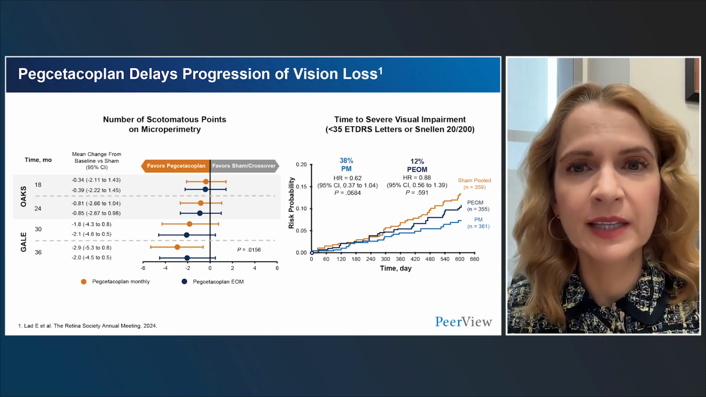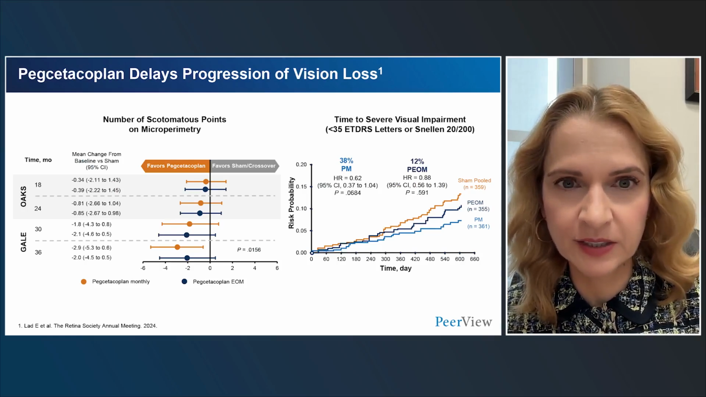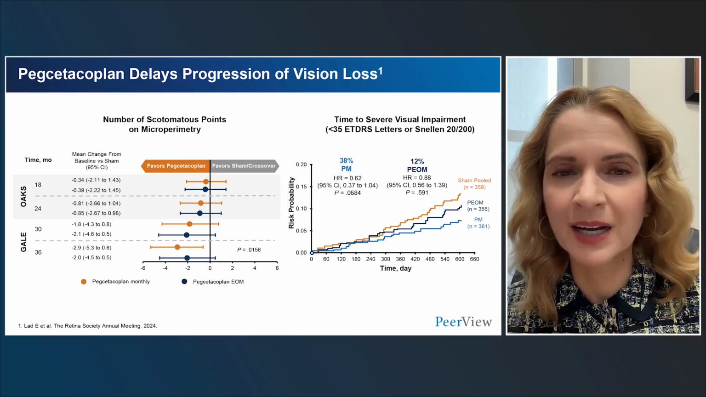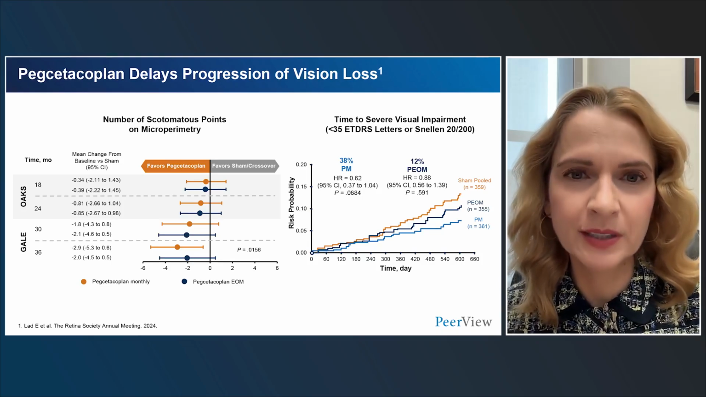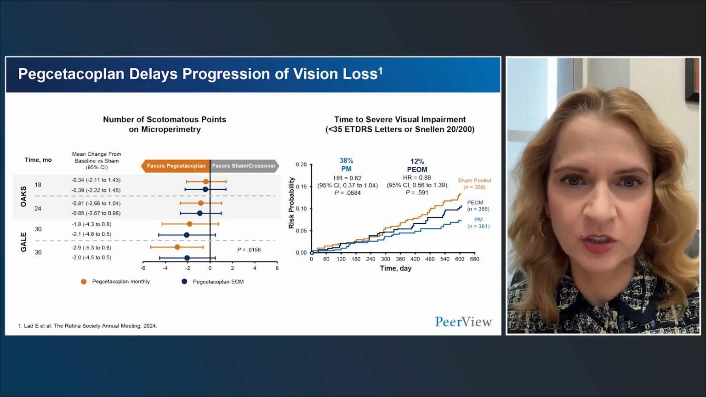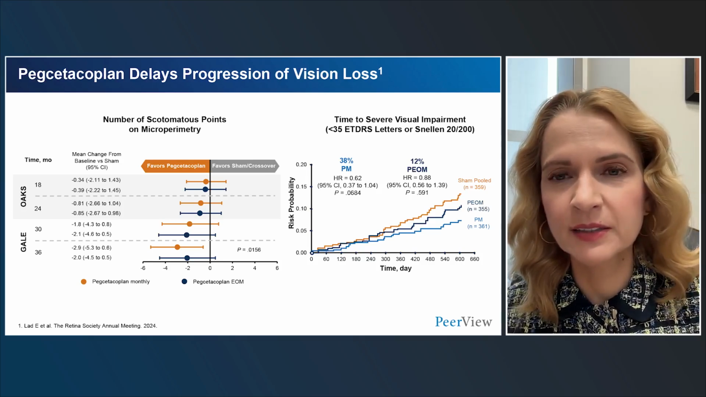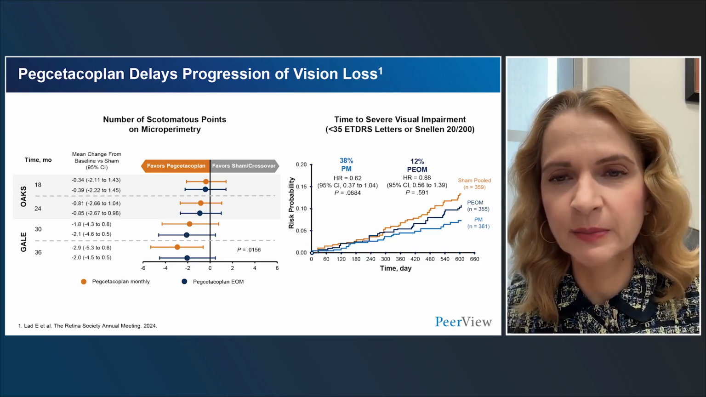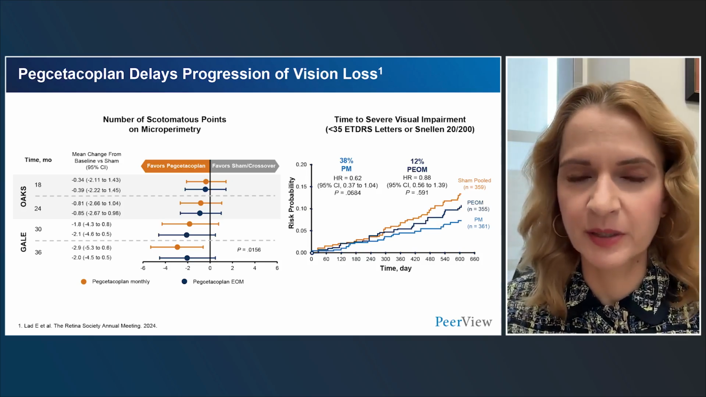Pegcetacoplan was shown to delay progression of vision loss. This was the primary analysis of the GALE study. It showed that the number of scotomatous points, or blind spots, that the patient would experience on microperimetry testing was significantly reduced by administration of pegcetacoplan in the GALE study. In a post-hoc analysis, time to severe visual impairment was increased by pegcetacoplan, with 38% in the monthly group and 12% in the every other month group.